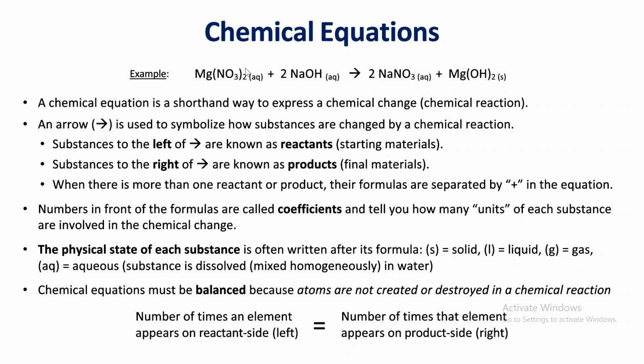When you see a Q, that means it's aqueous, which means it's dissolved in water. So that means the NaOH is dissolved in water, the MgNO3 too is dissolved in water, the NaNO3 is also dissolved in water. Now for MgOH2, you're going to see S. S means it's a solid. L would mean it's a liquid, and G would mean it's a gas.